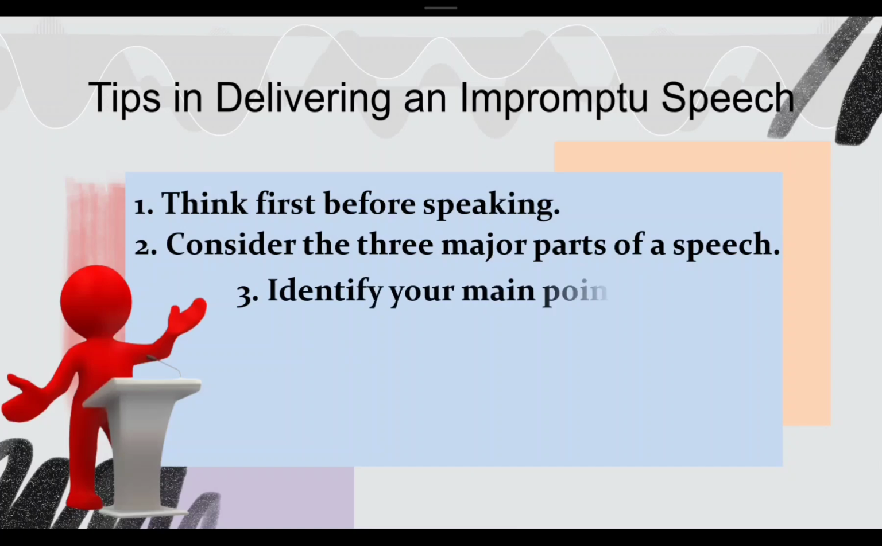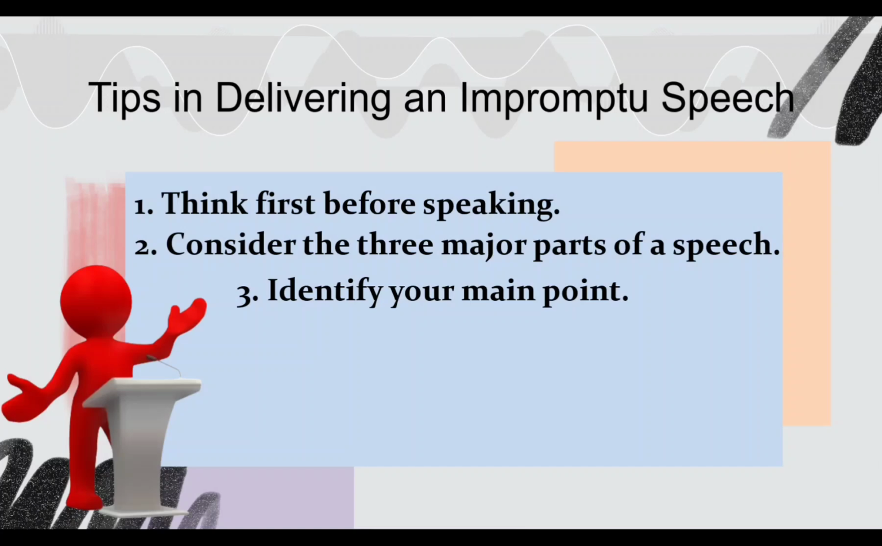3. Identify your main point. Think of the main idea that you would like to convey to the audience. Then, build your speech around that main idea and provide supporting details, such as reasons or examples. Clarifying the central message is pivotal. Identify the core idea you want to convey, and structure your impromptu speech around it. Supporting details, whether in the form of reasons or examples, lend substance to your main point and enrich the overall content.